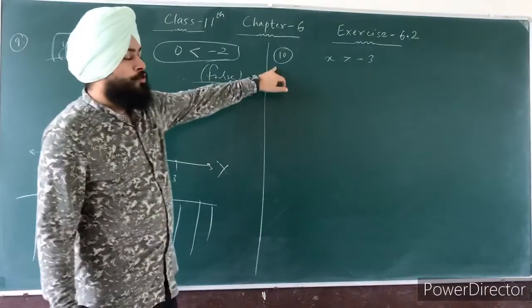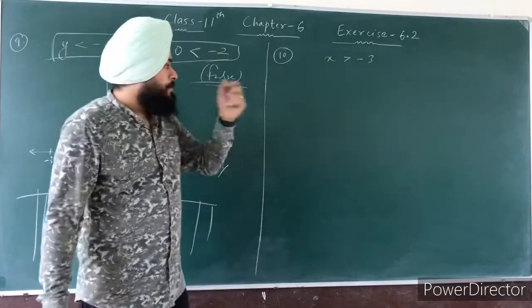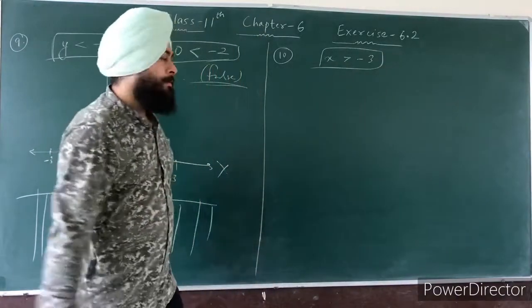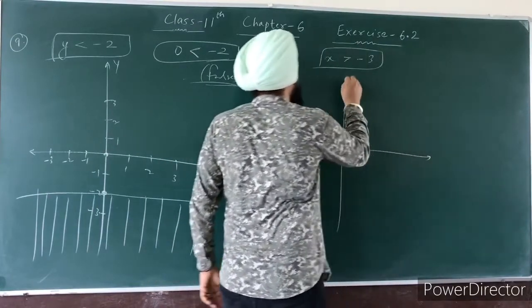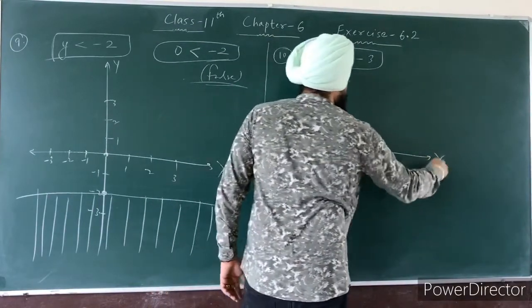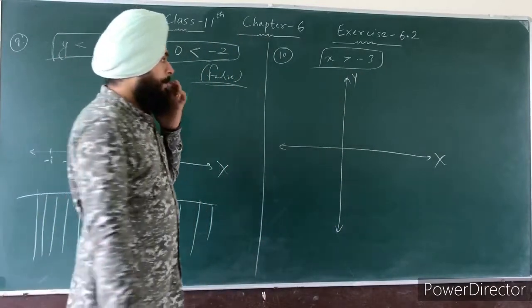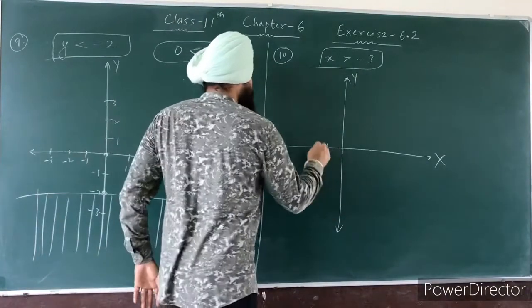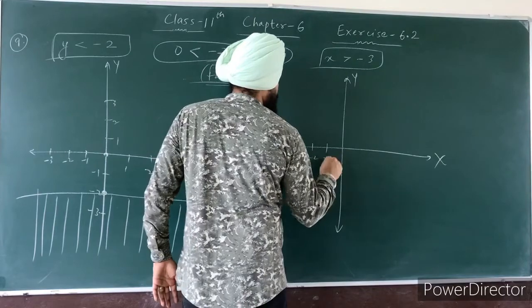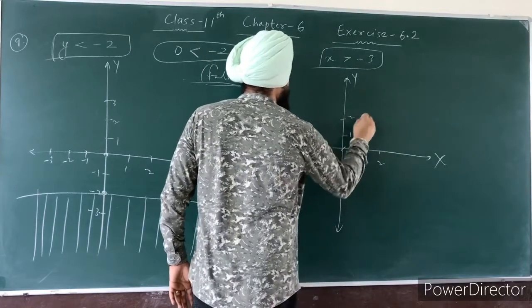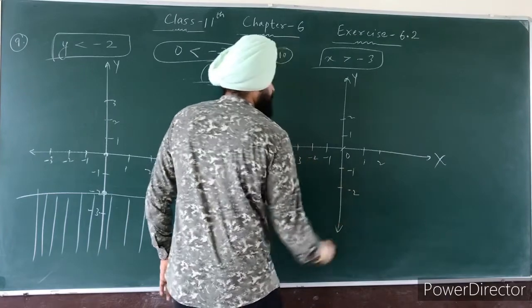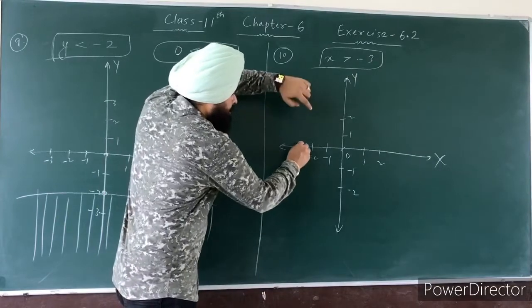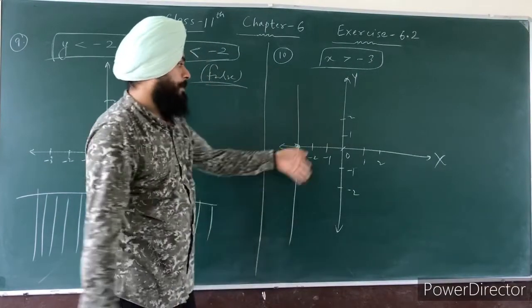Next, this is the last question, number 10 of this exercise 6.2. The question is x greater than minus 3. So again, in this inequality, there is only one variable. So this is x-axis and this is y-axis. Okay. Now the value of x is what? Minus 3. So minus 3 lies on the left of the region. This is x-axis, this is y-axis. So the value of x is minus 3. So you can draw a straight line parallel to the y-axis.